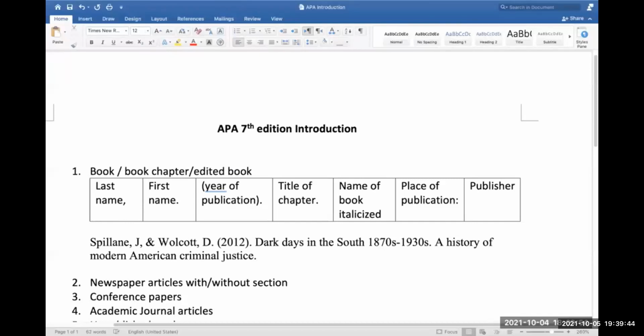Place of publication. California. And the publisher. What do I put next? The publisher. The colon, sir.